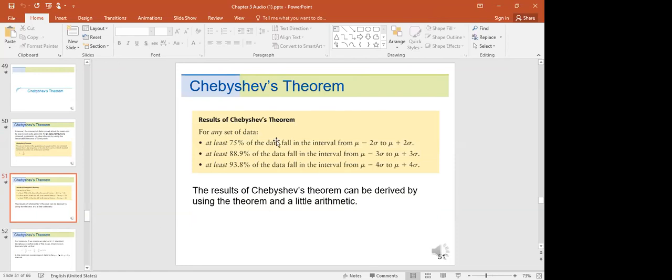For example, when K equals 2, 2 squared is 4, and 1 minus 1 over 4 is 3 over 4. So at least 75% of values are within 2 standard deviations from the mean. Likewise, 1 minus 1 over 9 is 0.889, so at least 88.9% of values are within 3 standard deviations. I want you to pay attention to the "at least" that we are using here. And 93.8% of values are within 4 standard deviations.